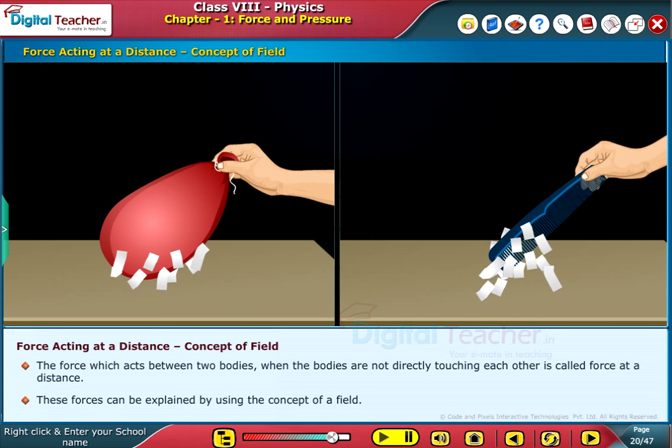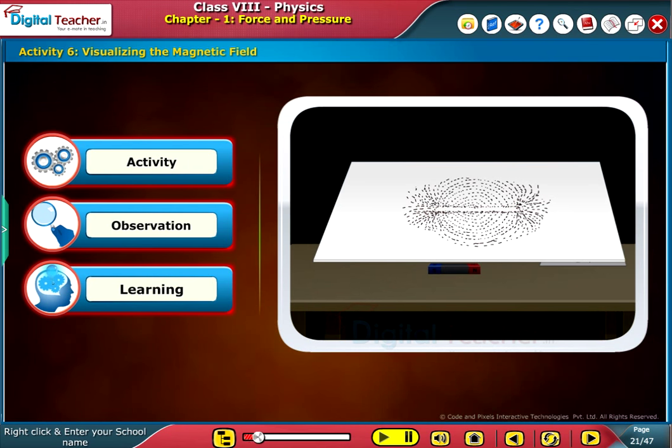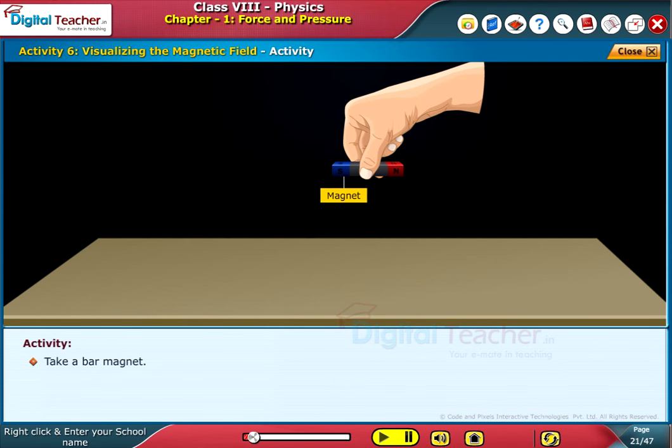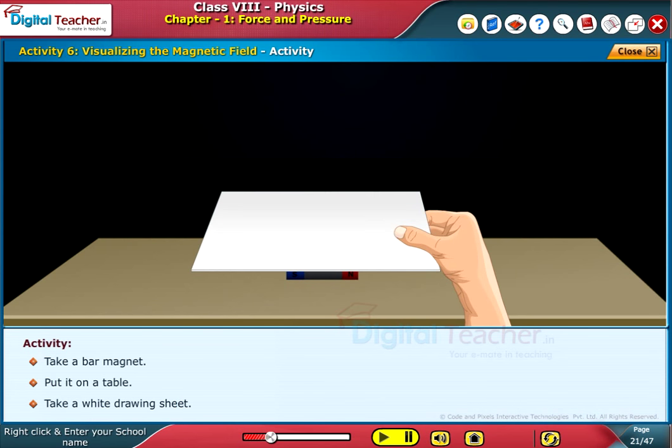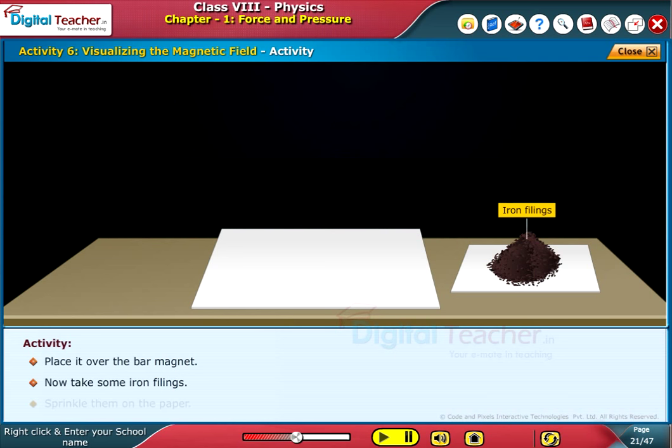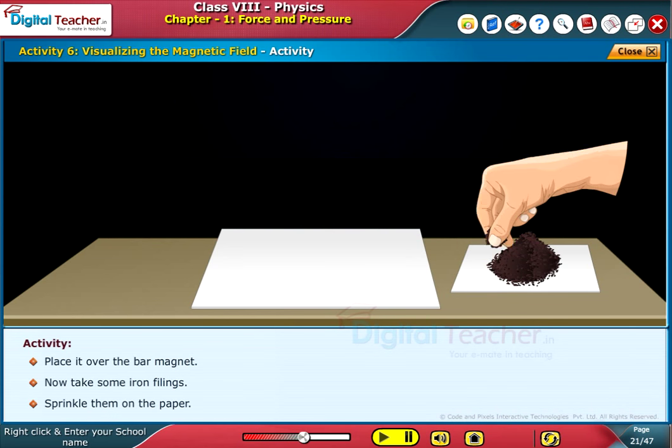Let us do some activities to know more about the forces at a distance. Now, let us perform an activity to visualize the magnetic field. Click each tab to know more. Take a bar magnet. Put it on a table. Take a white drawing sheet. Place it over the bar magnet. Now take some iron filings. Sprinkle them on the paper.